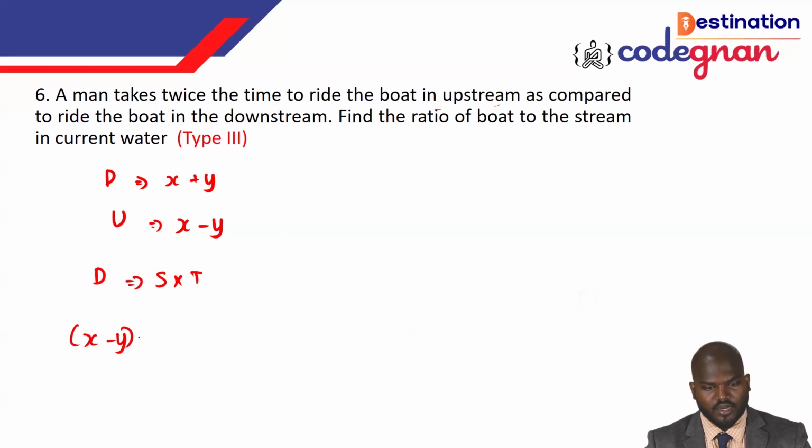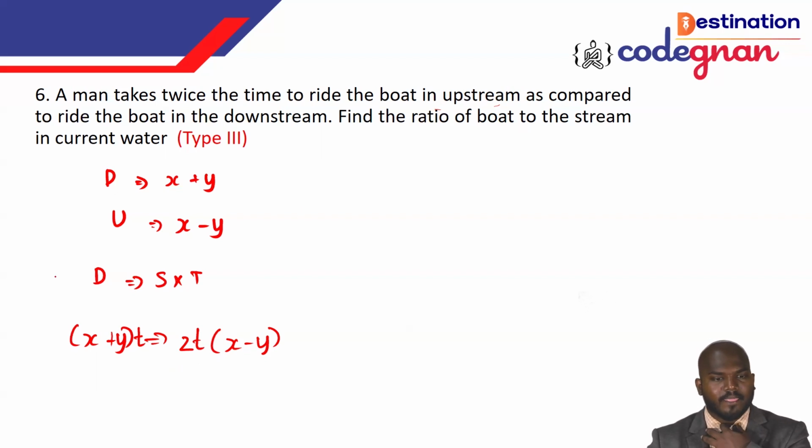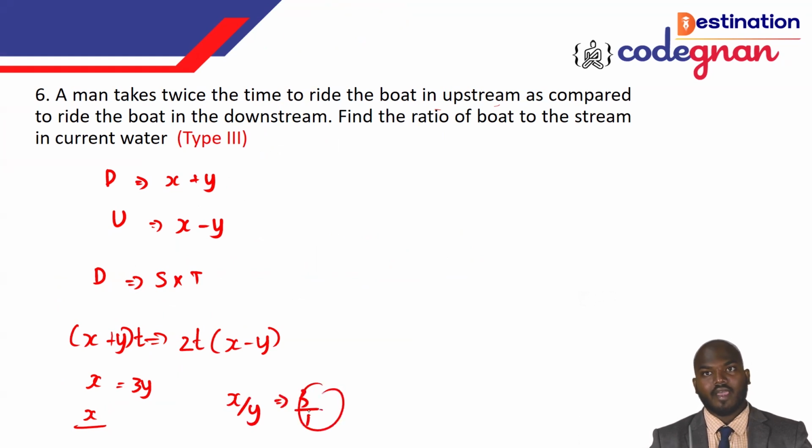So this is the upstream, right? The man takes two times, this is a normal t and this is normal y. Very basic question. This is x plus y, this is x minus y, because they have given that upstream took twice the time compared to downstream. That is the only point here. When you apply this and work out the t, you get x equal to 3y, so x by y is 3:1. This is how you get the answer.